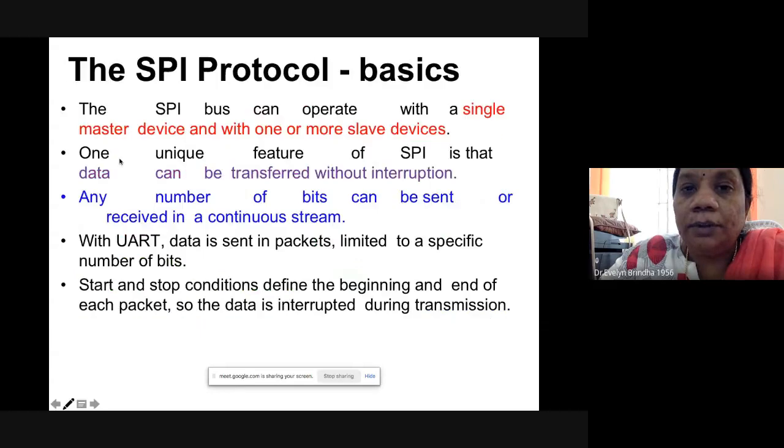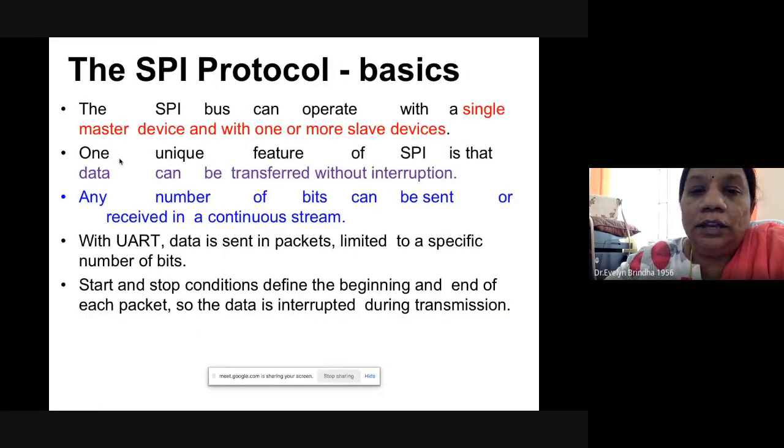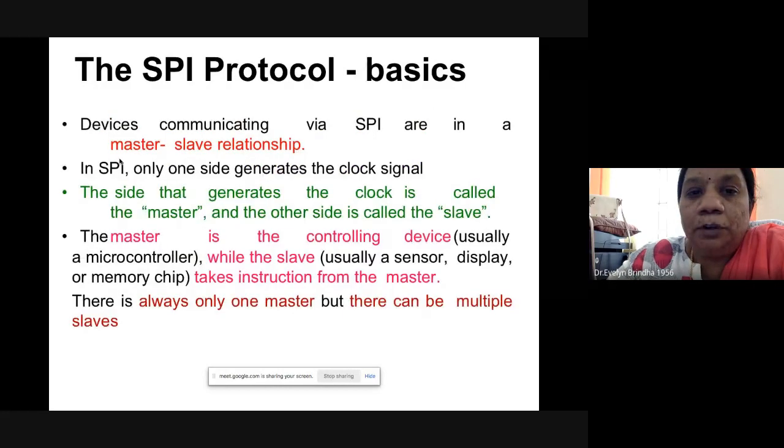Now coming to the SPI protocol details, let's go into that one by one. The SPI protocol, as I told you, works on a master-slave relationship, and the side that generates the clock is known as the master. Whichever device generates the clock.